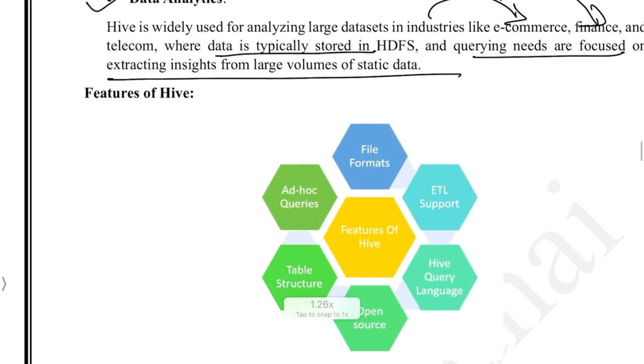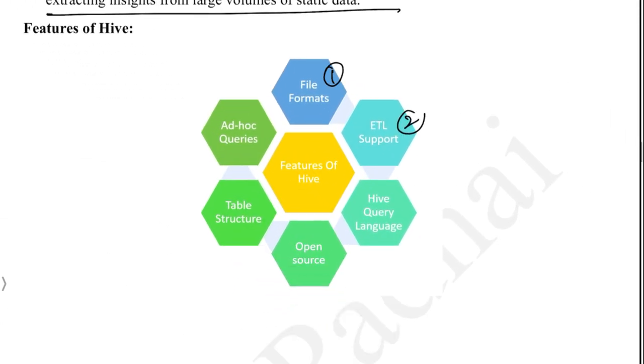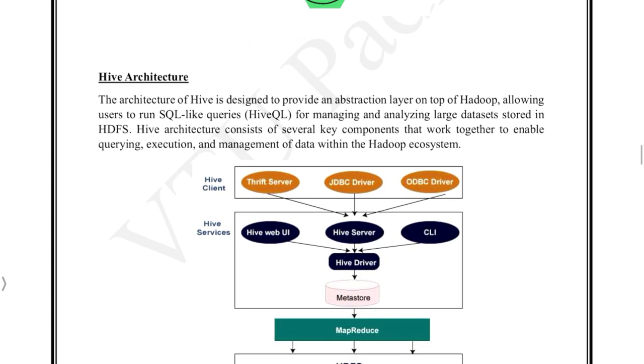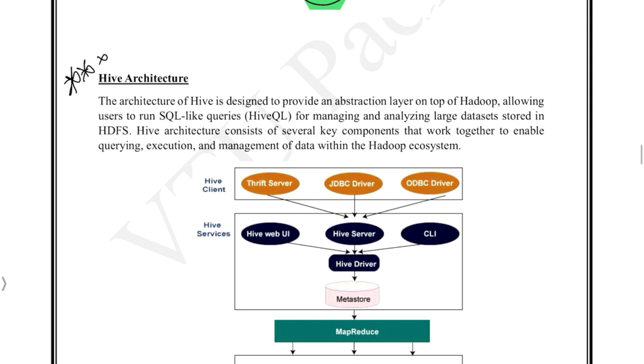These are the features of Hive. First is file formats and ETL support. Any file format it can support, mainly structured as well as semi-structured. Unstructured it cannot support. ETL support is for extract, transform, and load. Hive query language is for querying the data. Open source is easily accessible to everyone. Again, table structure is there. Then query processing. Next, very important for externals, double, triple star. I don't know how many times it has appeared in the exam.